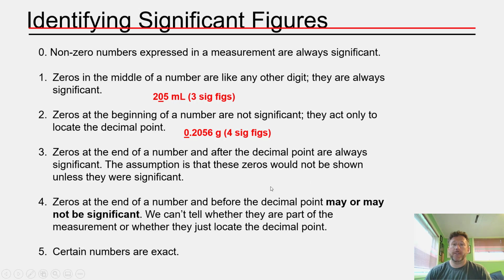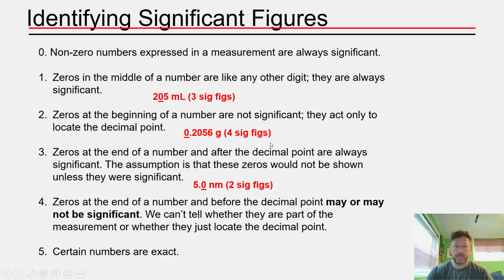If we were to write this number in scientific notation, this would be 2.056 times 10 to the negative first grams. And this 0 would not be part of the number in scientific notation. Therefore, this 0 that precedes the decimal point is not a significant figure. It's just helping us show where the decimal point is in the number. So 0.2056 grams, there's 4 sig figs in that measurement.